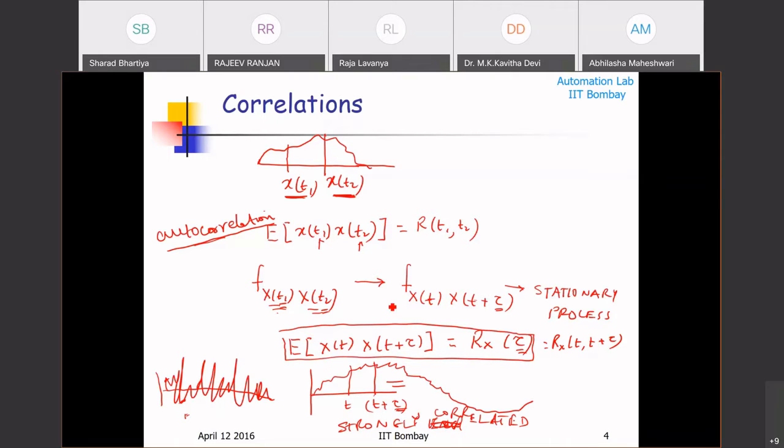Just because you have autocorrelation, if I had two variables, x and y, I could also find the expected value of x of t into y of t plus tau. And this is known as the cross correlation.